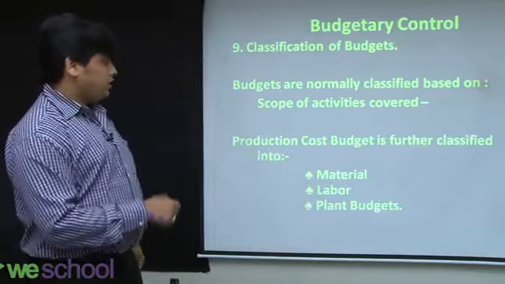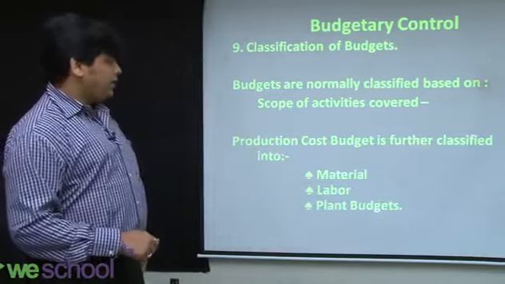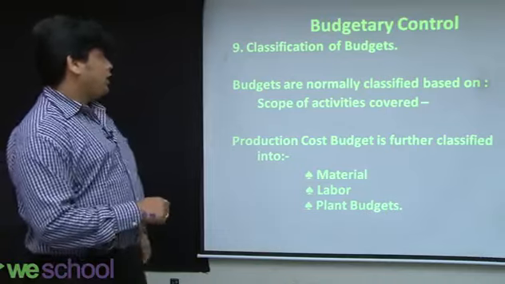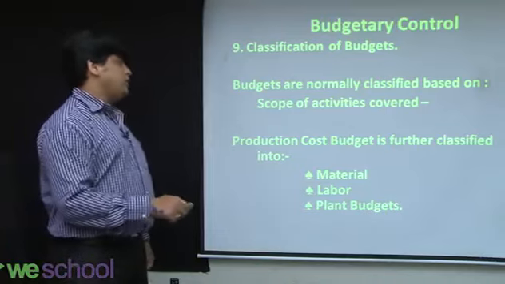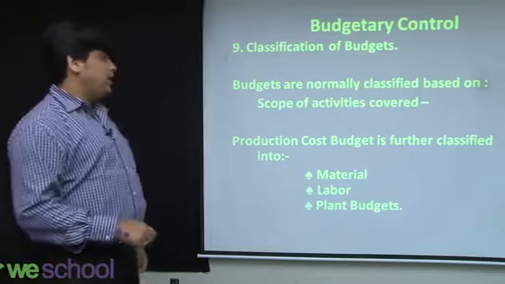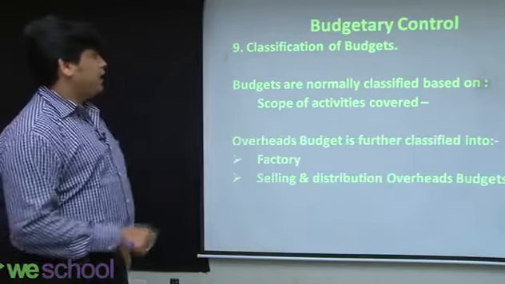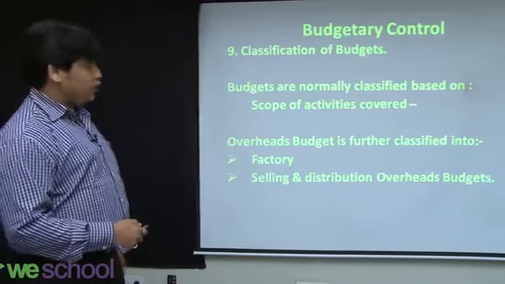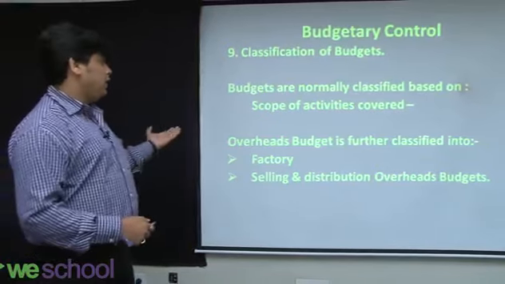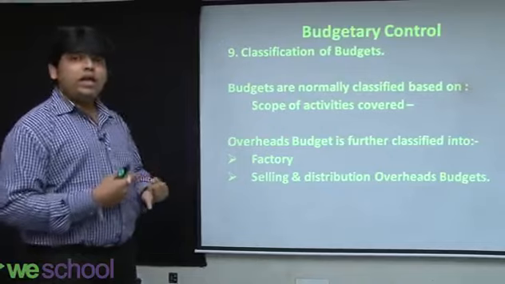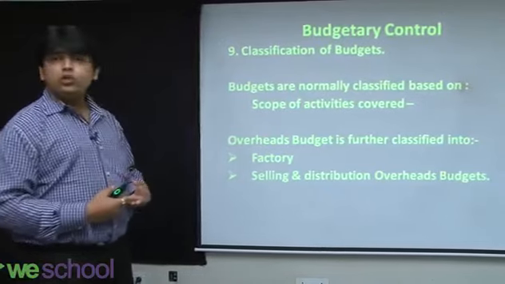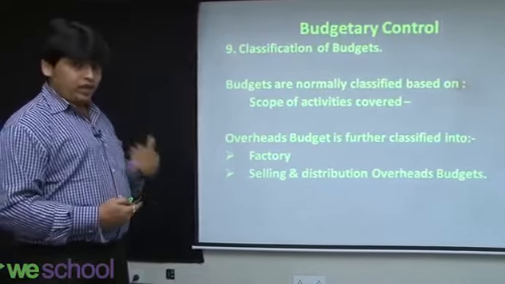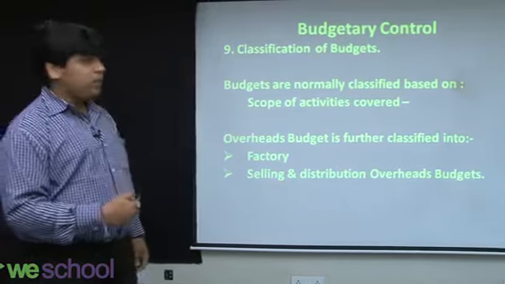See, production budget includes material, labor and plant budgets. When you are talking about production cost budget, it is further classified into material, labor and plant budget. Right? And when we are talking about overheads, I explained this effectively: the overhead budget includes factory overheads, admin overheads, and selling and distribution overheads budget. I have already explained, so I am moving past this part.